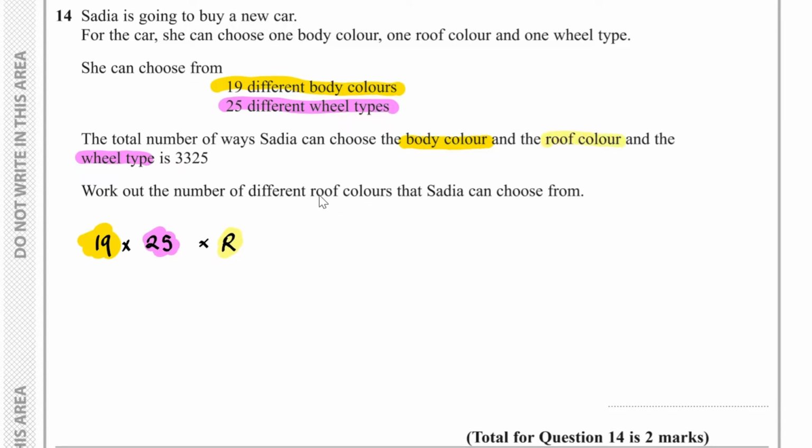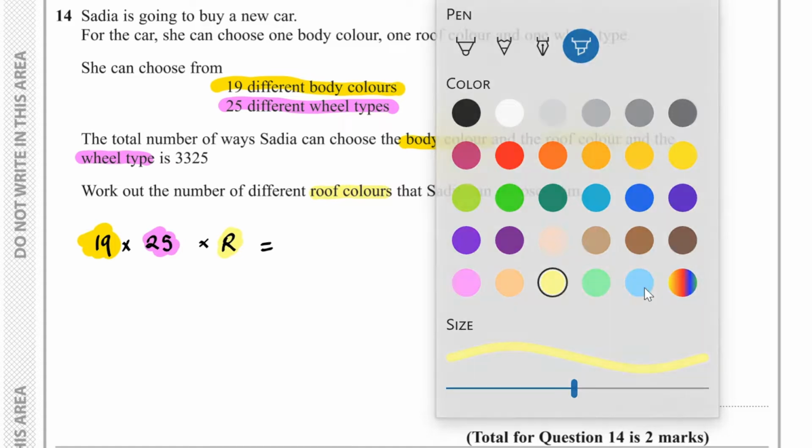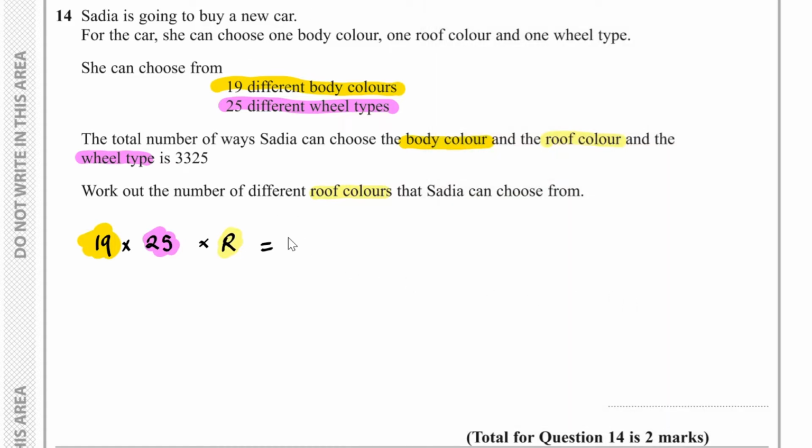Okay. And the total over here turns out to be 3325. Okay. So this is the total number of ways. Okay. And our job is to find out the value of R.